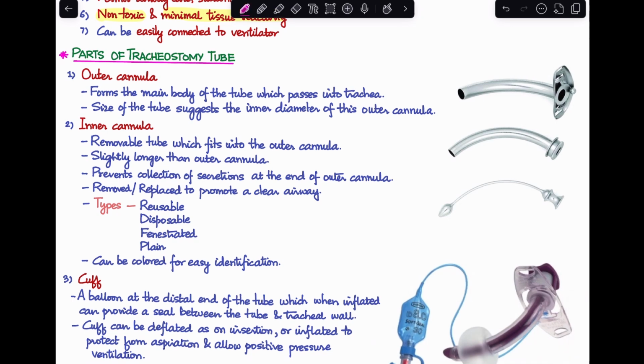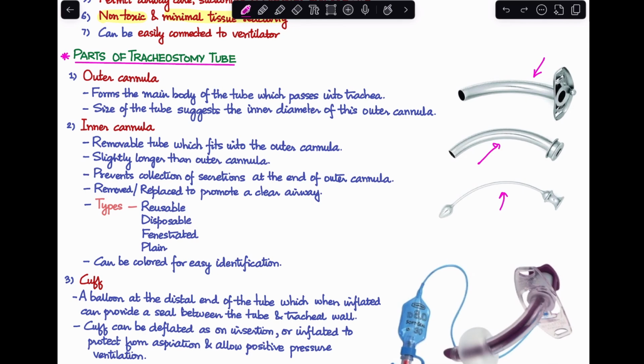If we look at the image over here, this first image is a metallic tube. This is a Chevalier-Jackson tube. The first part that we are seeing is the outer cannula. The second one is the inner cannula, and the third one is the obturator.